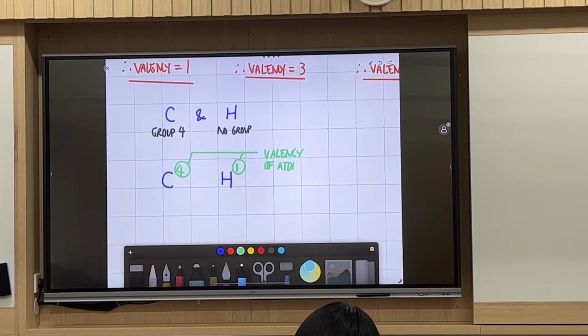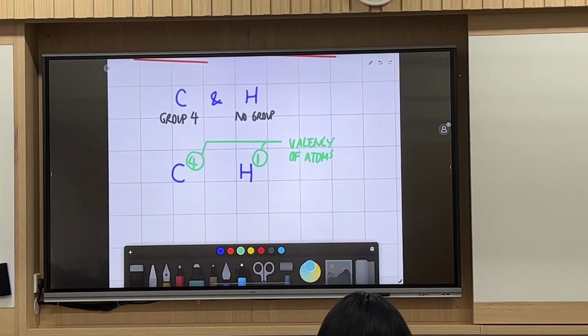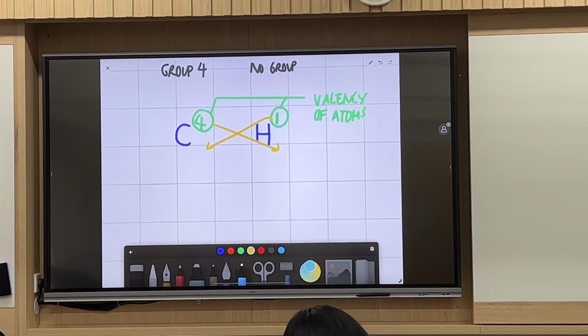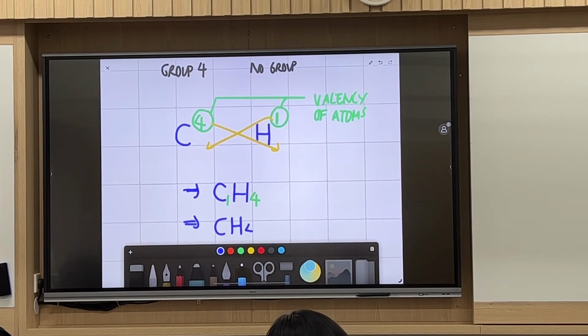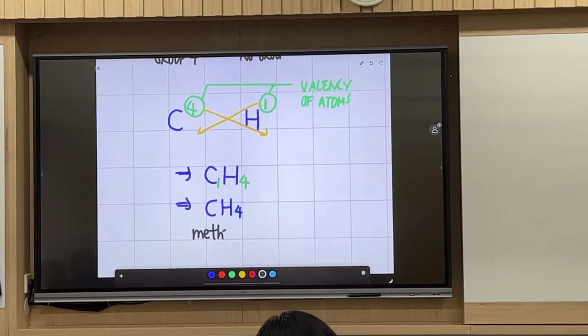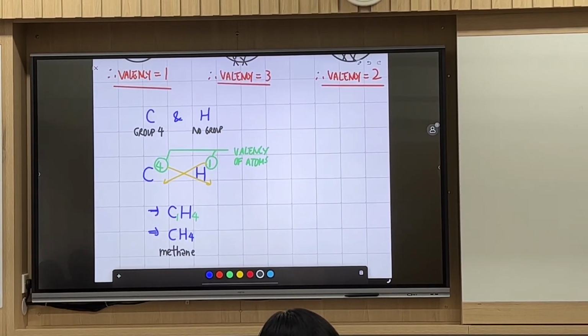So you figure out the valency of the atoms and you cross them, just like you did. Can you tell me when you cross them, what do you get at the end? We have C1H4, which is CH4. So CH4, it should ring a bell. It is methane. Remember, methane is in the carbon cycle, right? When cows fart, they produce this greenhouse gas called methane. So we just completed one example.